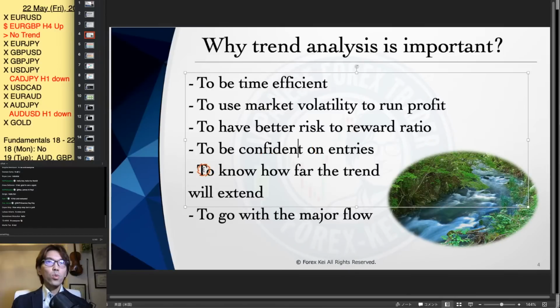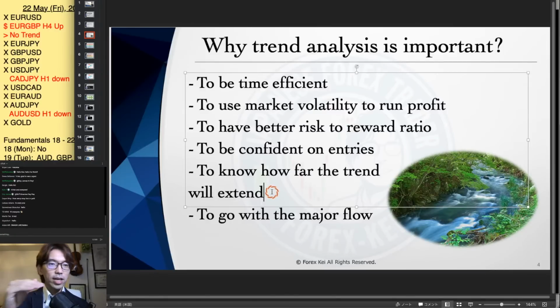And also the next one is to know how far the trend will extend. And this is also very important. So I will teach you exactly when I exit. And exit timing is more important than entry, is my opinion. And that's more difficult. Exit timing is more difficult than entry timing.